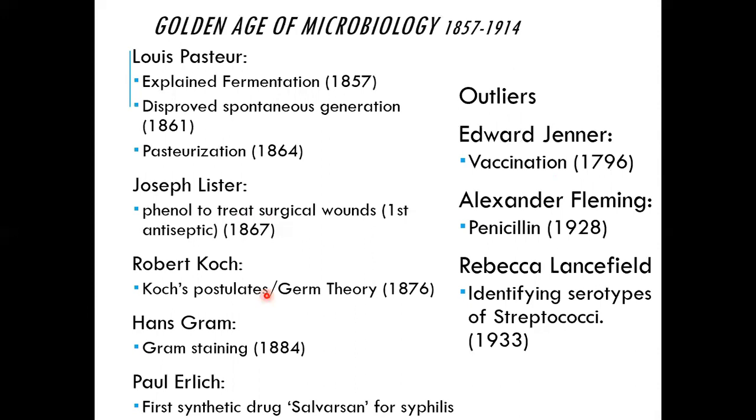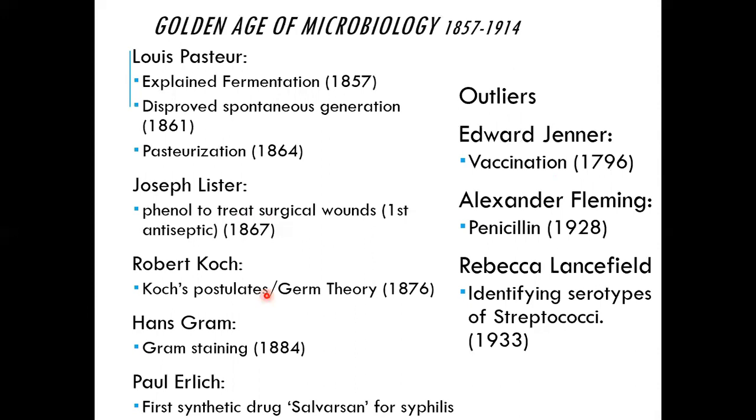but he's still remembered for his postulates. A guy named Hans Gram came up with gram staining, which is still used today in pretty much every hospital on the planet to help identify bacteria. He was looking for the bacteria that causes pneumonia.